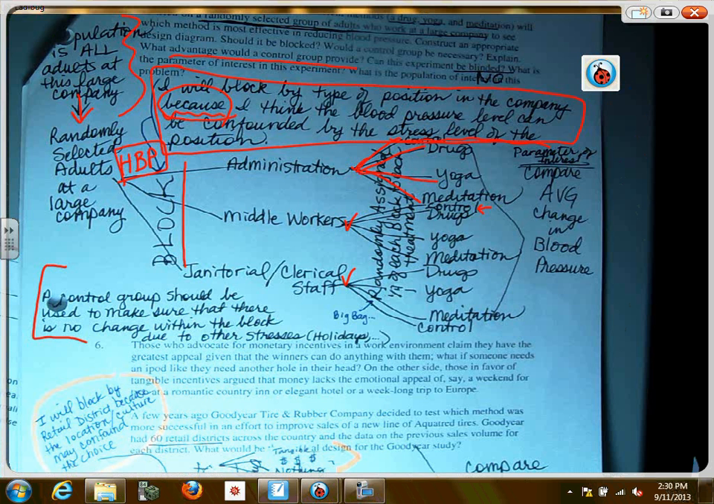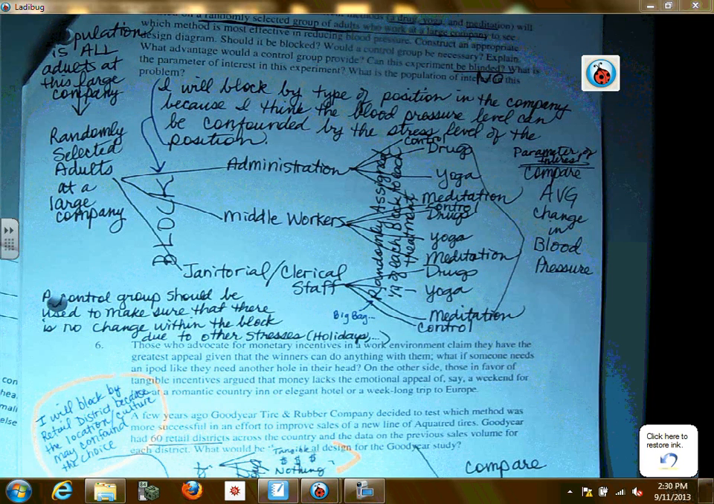And then you need to compare within each block. Is it fair to compare administration to clerical staff? Probably not. That's the reason that I blocked them in the first place. So I would most likely be doing a comparison within each block. Now I could go compare drugs from administration to middle worker to clerical, or yoga across those. And you can do that. You can do lots of different data with that. Okay. Good. Any other questions? All right. Next. Yes.